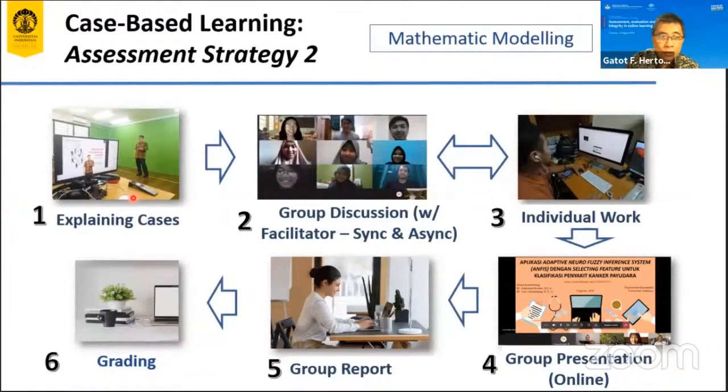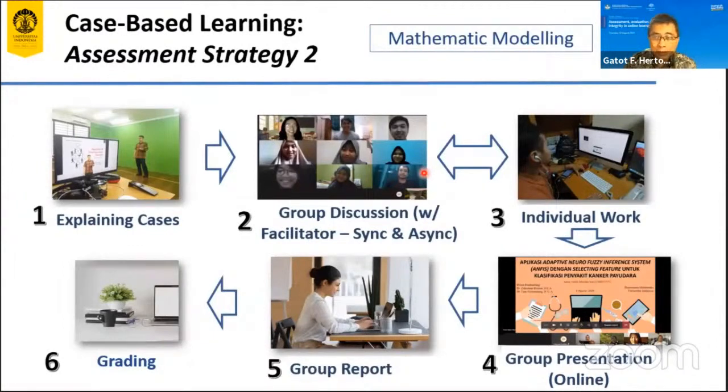Each group and a facilitator discuss the solution of the given cases, either asynchronously using the learning management system, or synchronously using an online meeting application. After that, the results of the discussion are developed by each student independently, I mean individually. And these two processes can be carried out iteratively. So after the students finish their work, they can go back to the discussion with the group, and then in the group they can try to find the solution of the cases.